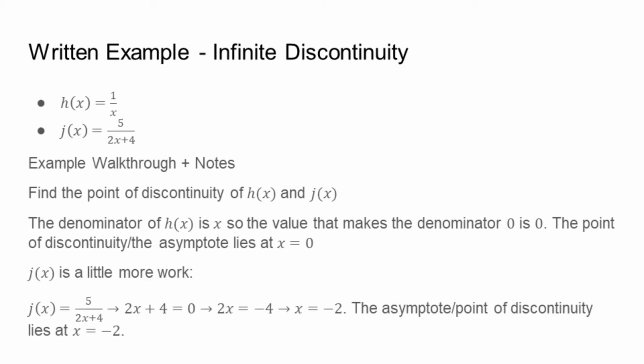J of x is a little bit more work because you have to solve for the denominator, which in this case is 2x plus 4. So we solve that and get x equals -2. The asymptote / point of discontinuity lies at x equals -2.